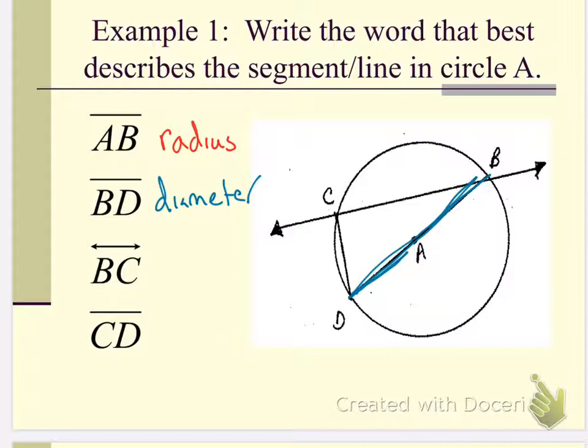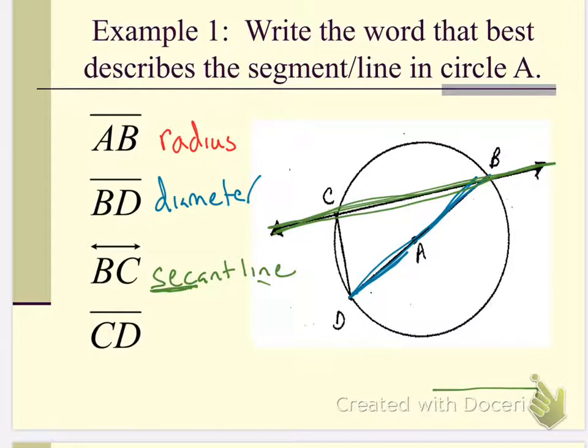Okay, next one up. We have BC. BC here, notice that it has the endpoint or the arrows on it, so that means it's the whole line BC. Okay, so it's a line that intersects the circle twice. The only one that is a secant line. A nice way to remember that is that first part, it looks like secant, goes through twice.